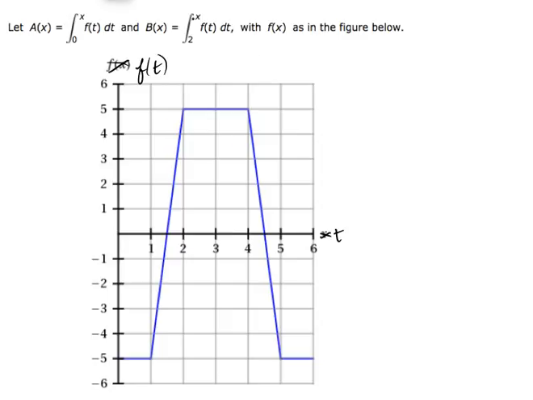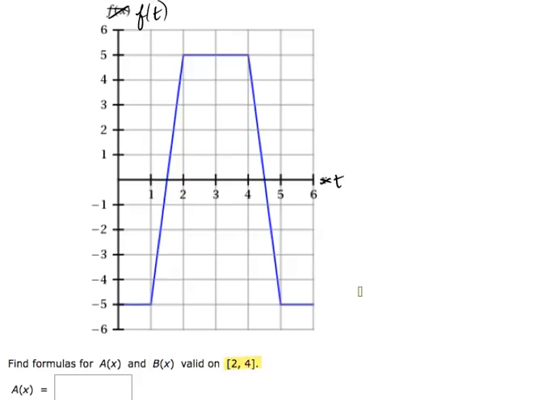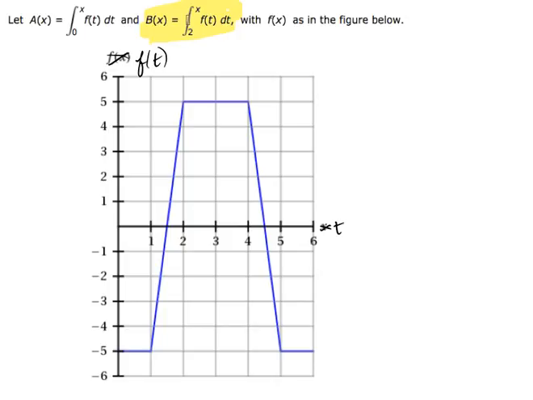I think it's actually easier to do B of x first. We're going to start with B of x here, then we'll go back to A of x. So B is defined as the integral from 2 to x, and it says down here it only has to be valid on the interval from 2 to 4, meaning x is going to be between 2 and 4. This upper limit of integration, in other words, we're guaranteed is somewhere between 2 and 4. So I'm just going to draw it at a random value. How about right there?